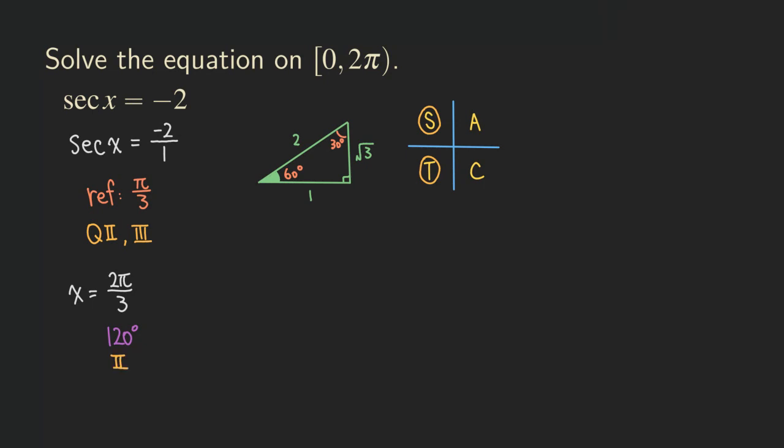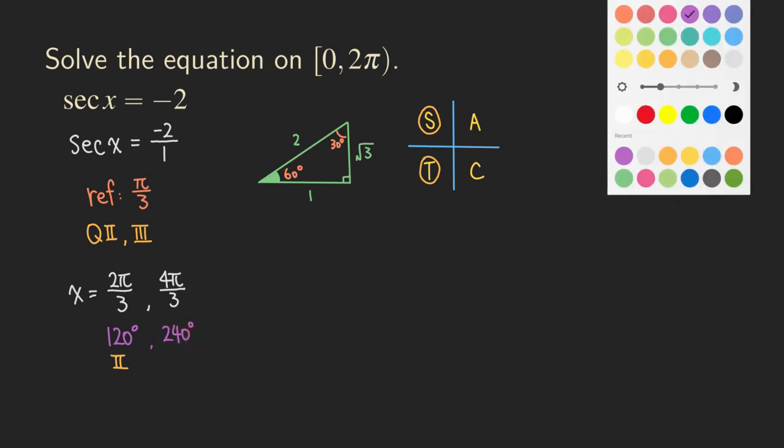Then you may say, what about the other angle? The other angle is the angle that's in quadrant 3 and also has the same reference angle. That one is going to be 4 pi over 3, because 4 pi over 3 lies in quadrant 3. And this angle is 240 degrees. That's obtained by adding the 60 degrees to the 180, the negative x-axis. Then we get 240, and that's an angle in quadrant 3.